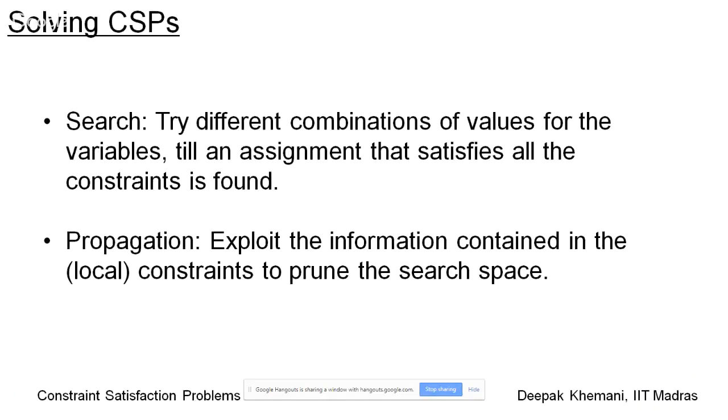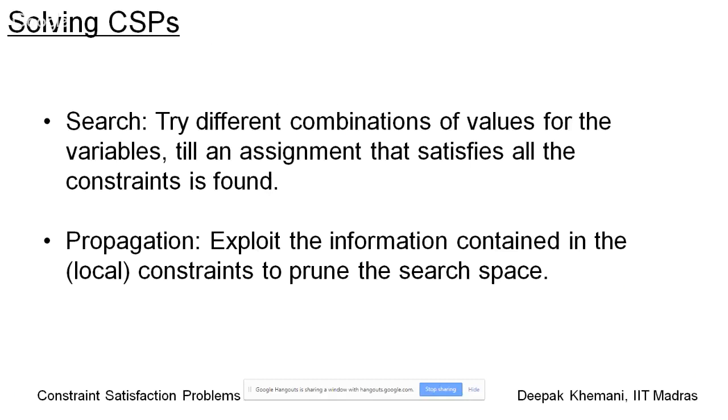So how do we solve a CSP? Essentially there are 2 approaches. One is search, which is basically trial and error. You try different combinations of values for the variables till an assignment that satisfies all the constraints is found. So we'll start with search, but we will see that search is one way of doing this. The other way is propagation, which is like doing reasoning. The idea of propagation is to exploit the information contained in the local constraints to prune the search space so that the search algorithm has to do less work, essentially.